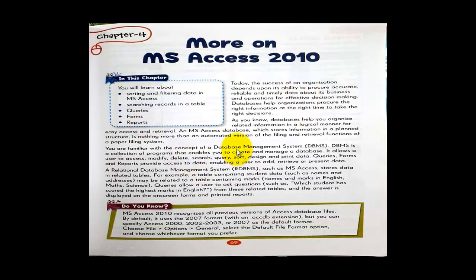So you have to underline this: database management system, DBMS, and the simple definition of DBMS. A DBMS is a collection of programs that enables you to create and manage a database. You can underline it till here. And after that, what is the full form of RDBMS? In DBMS, you just add this R, that is Relational Database Management System. You can underline this also.